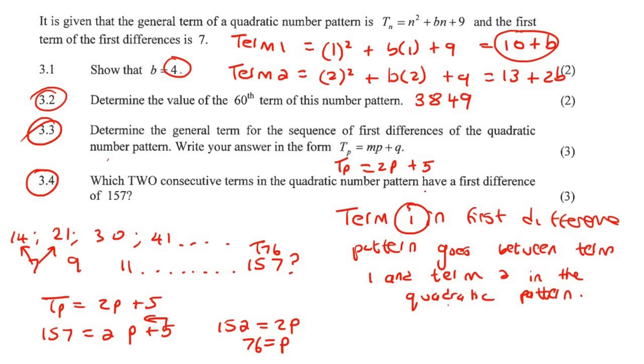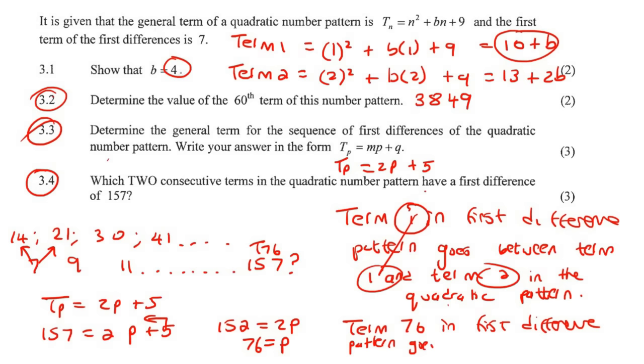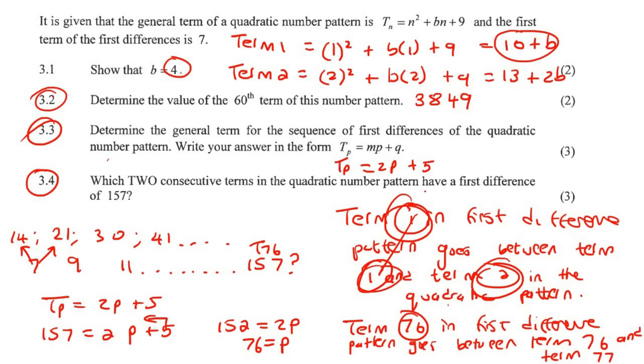So we could then say that term 76 in the first difference pattern goes between term, now if this is a 1, this is a 1. If this is a 76, then we say 76 and then you add 1, so it'll be 77. So the number 157 is going to be between term number 76 and term number 77 in this pattern. It would be in between those two. And so which two consecutive terms in the quadratic number pattern? Term 76 and term 77.